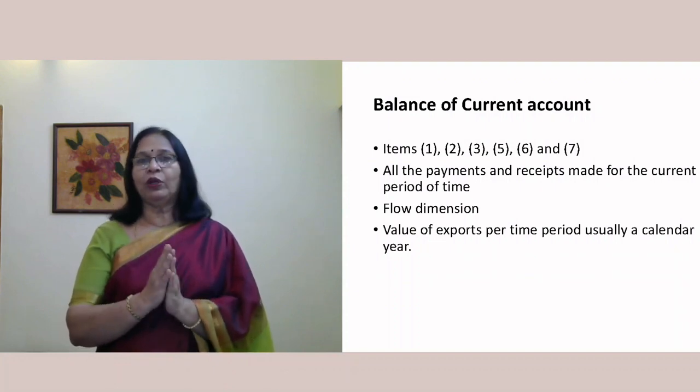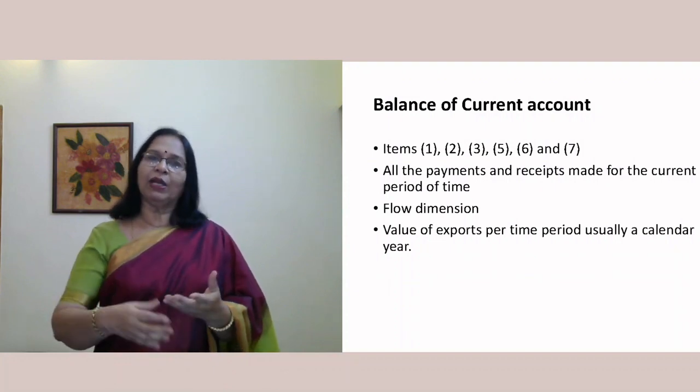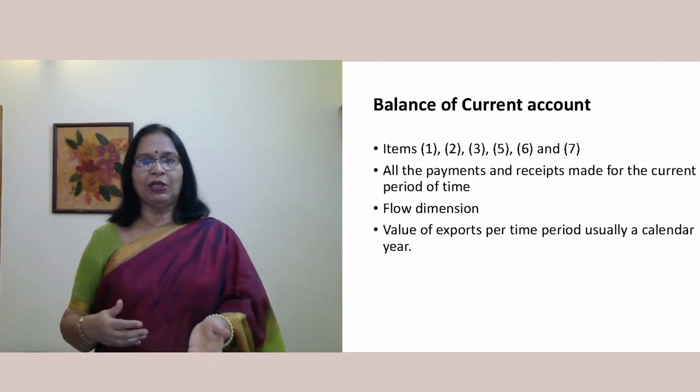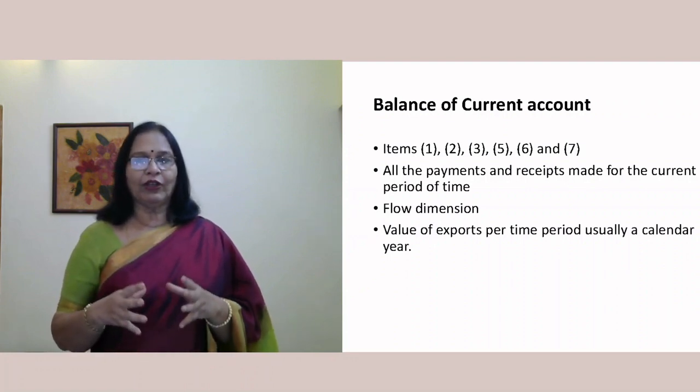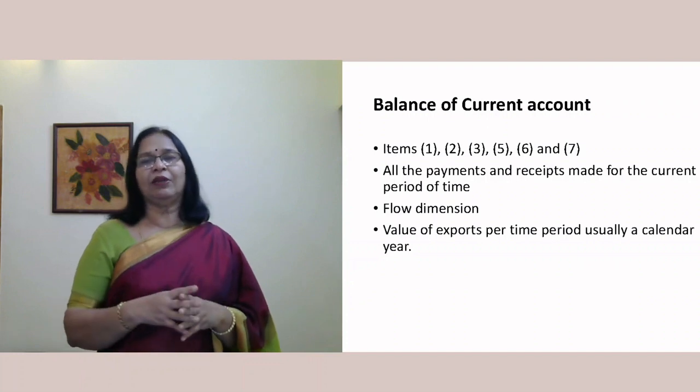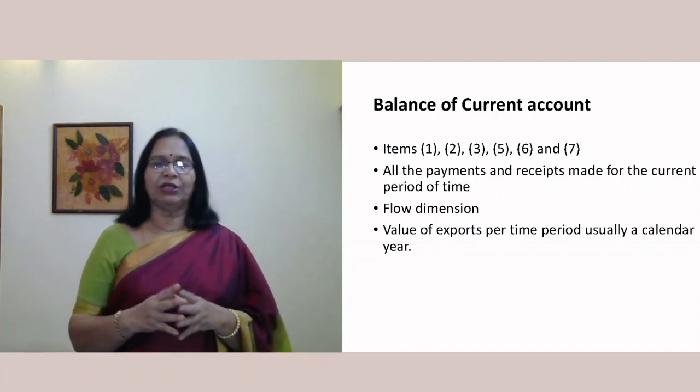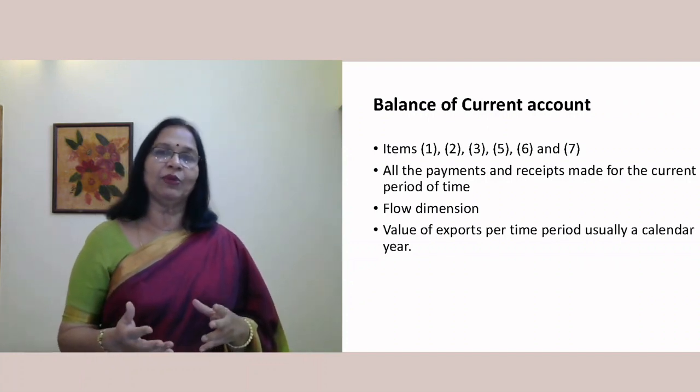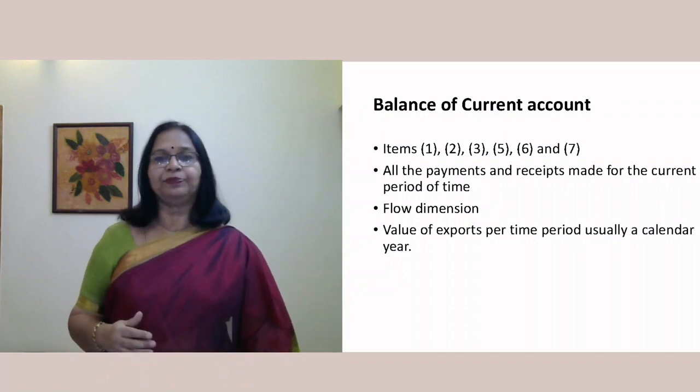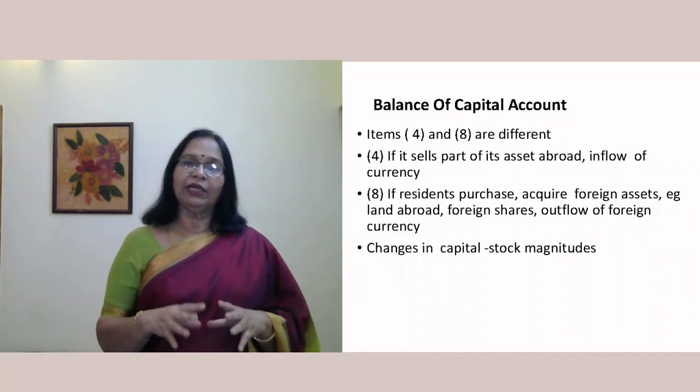So this is a flow dimension. It shows, for a period of time, what is being purchased and what is being sold, and the value of exports per time is usually given as a calendar year, but each country can have different periods during which these accounts are maintained. Now let's look at the capital account.